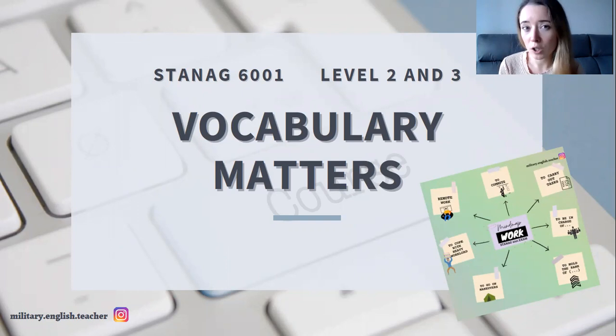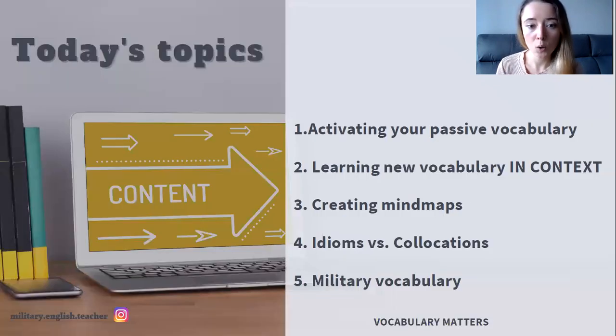So we're going to cover a lot of ground today, and the topics that we're going to focus on in particular will be, number 1, activating your passive vocabulary. I want to explain the concept of what is passive and active vocabulary in English. Number 2, learning new vocabulary in context, and we're going to talk about how to create this context if you don't live in an English-speaking country.